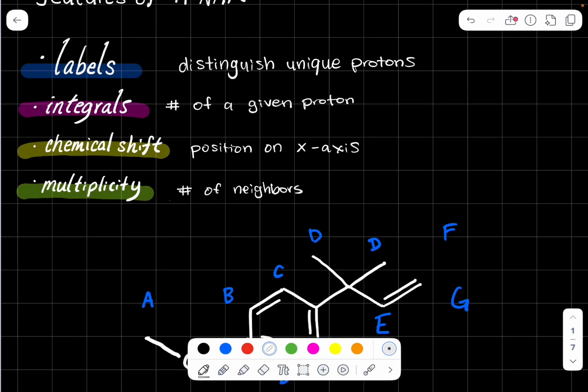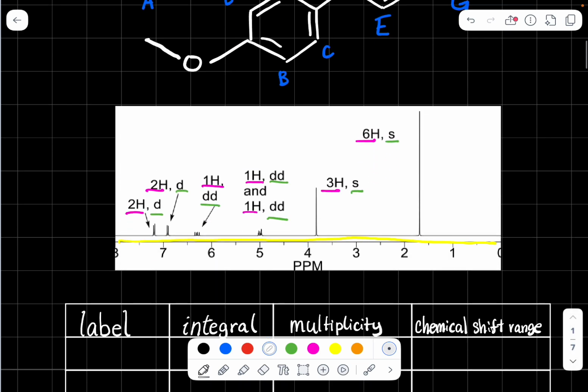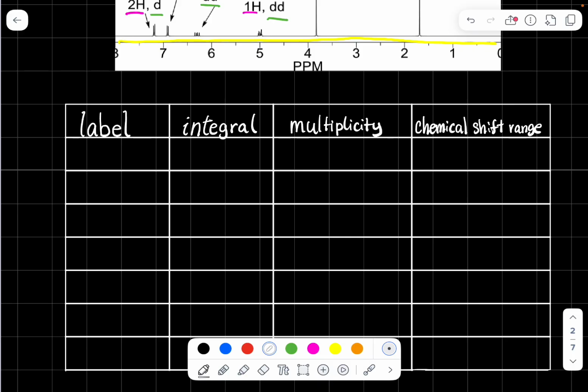Chemical shift gives us the position on the x-axis of an NMR spectrum, and it tells us the electronic environment of a proton. The units of a chemical shift is ppm, or parts per million. And finally, we have multiplicity, which tells us how many neighbors a given proton has, and that corresponds to the peak shapes of each signal. When analyzing an NMR, a table like this can be really helpful.